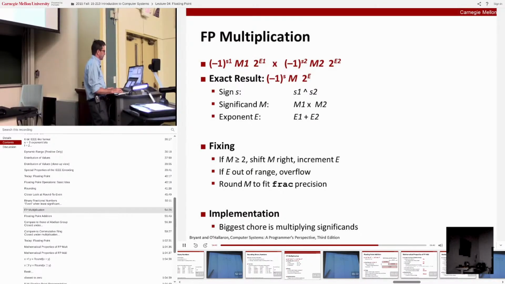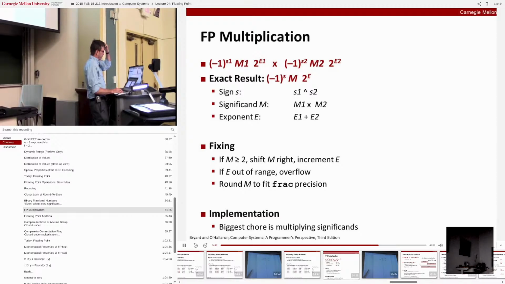I just want to mention a few things about multiplication and addition. So if we multiply two numbers, so we have different mantissas, significands, and exponents, and suppose that the result is m times 2 to the e, the sign bit will be the XOR of the two sign bits of the two operands. The significand m will be the product m1 times m2, and the exponents are added, right? Because just by the rules of exponents.